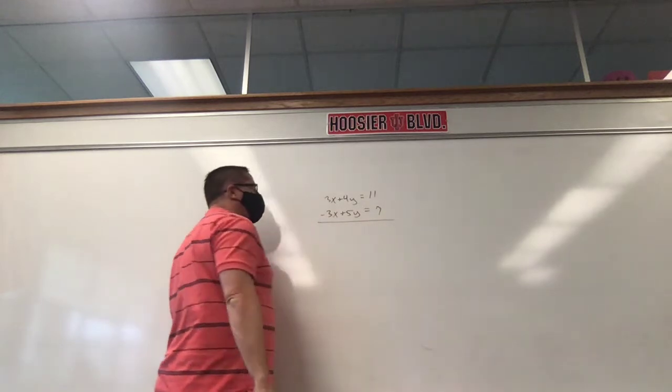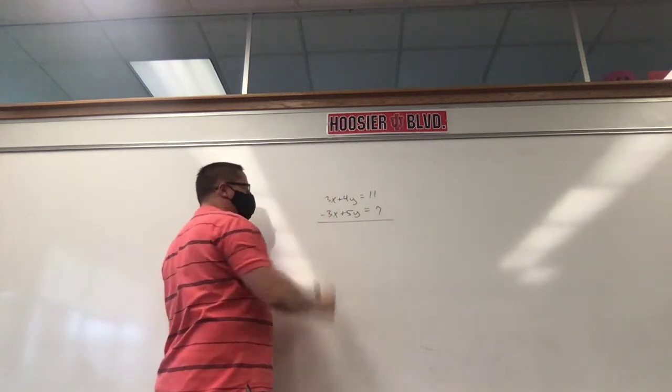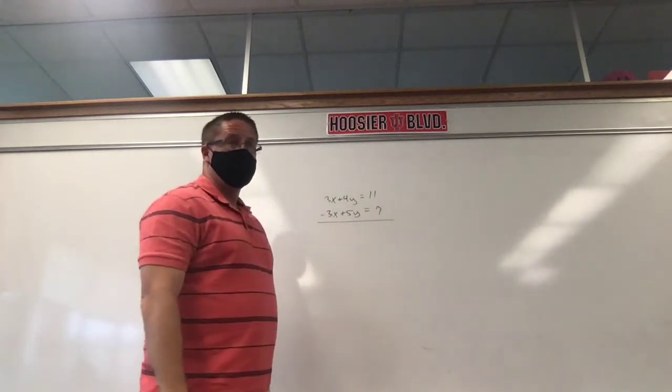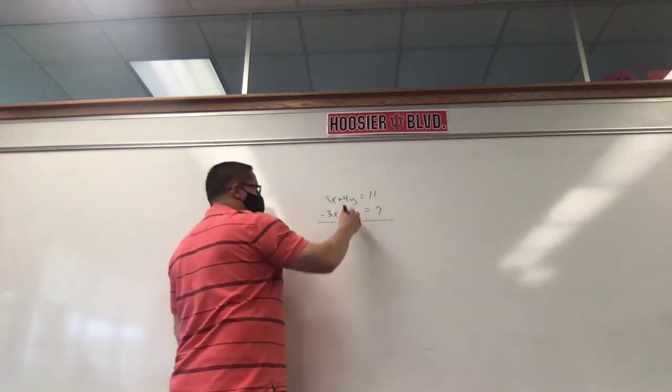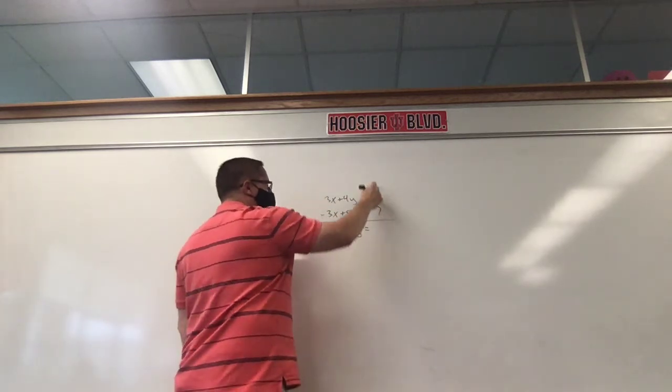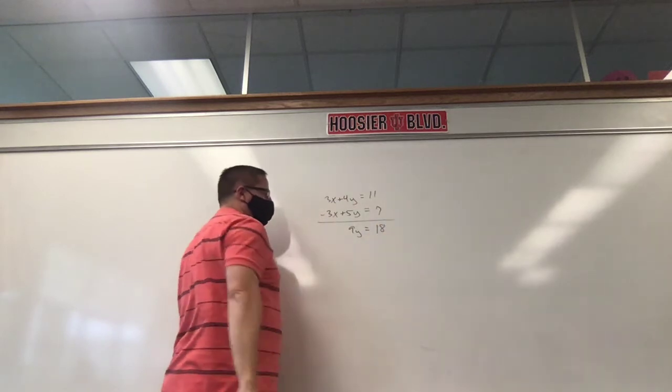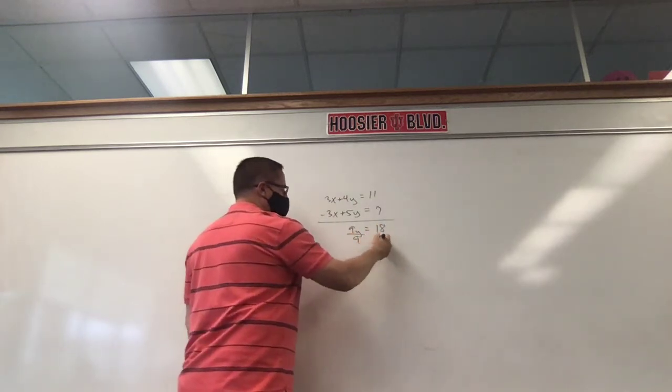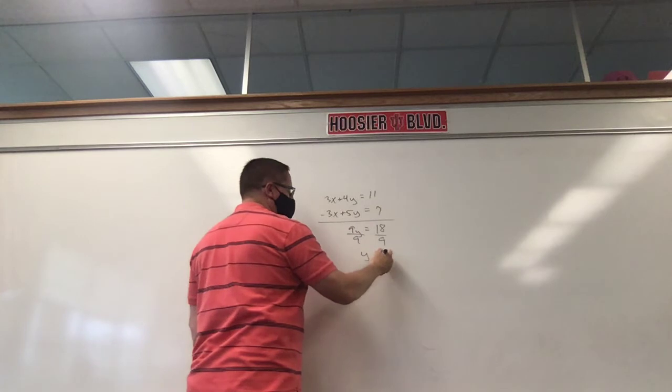We could add these up again. If I add these up, 3x and -3x add up to 0. They're gone. The y's add up to 9y. These add up to 18. Then we divide by 9. Y is 18 divided by 9, which is 2.